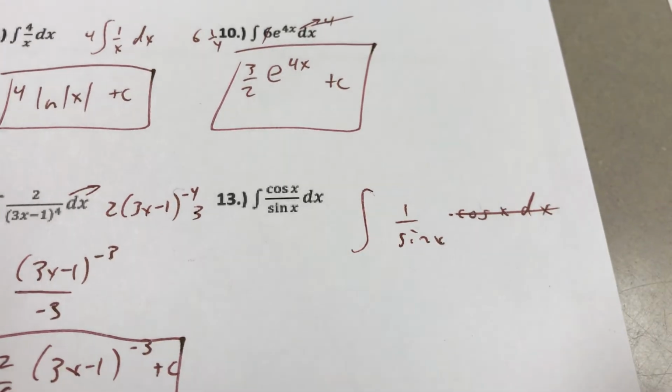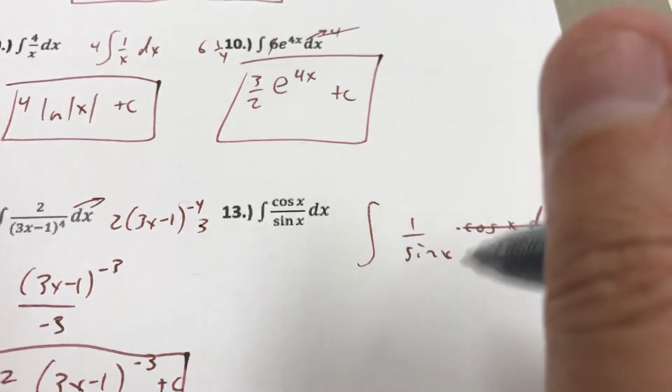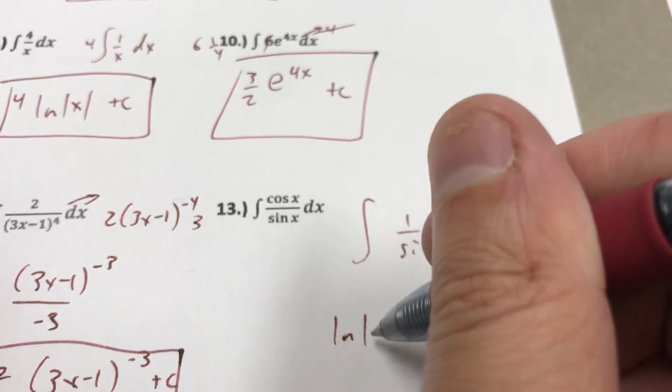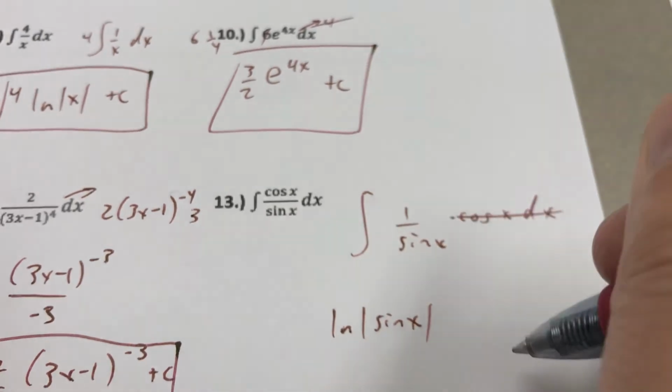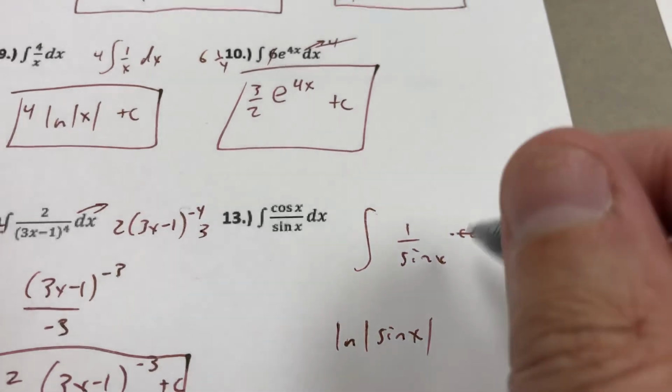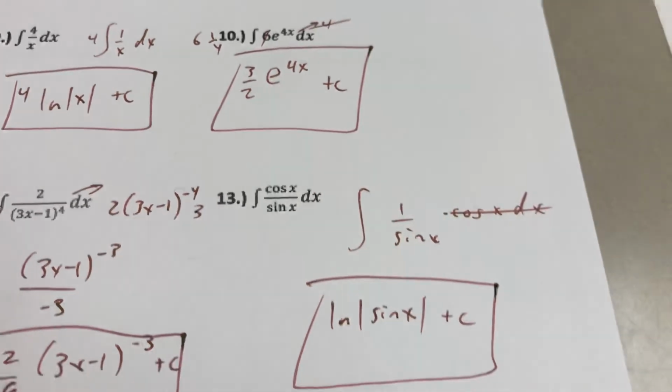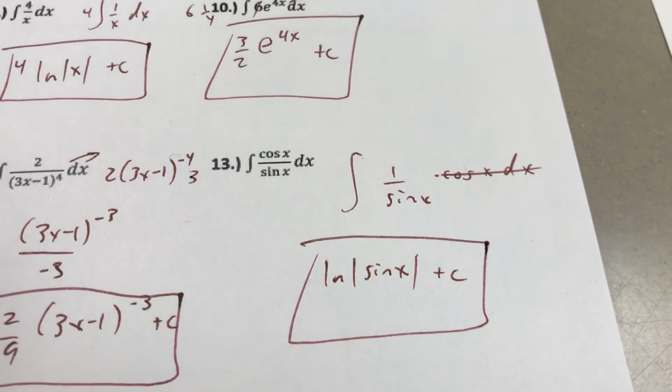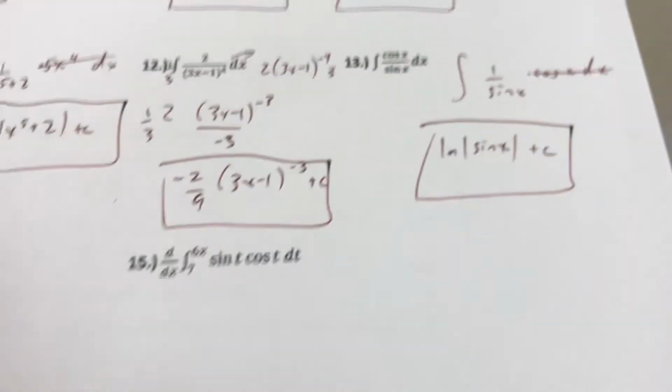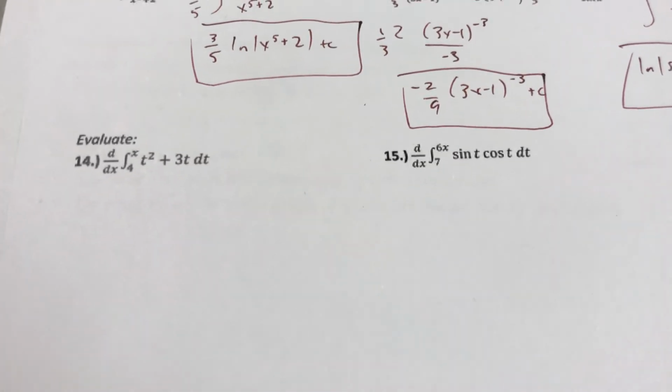Reverse the chain rule, derivative of the inside function goes away. The antiderivative of a reciprocal is just the natural log of the absolute value of whatever you took the reciprocal of. And you can add c. And so that is all that's going on with that one. Pretty straightforward.